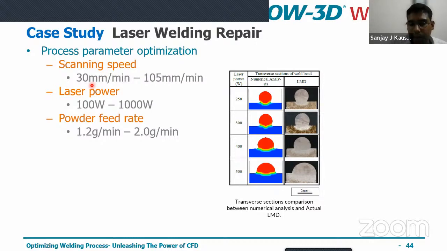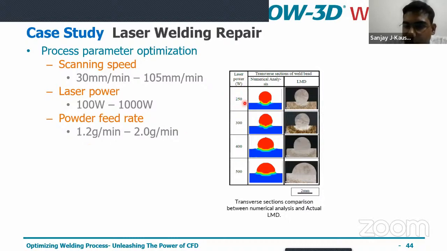If you see, the scanning speed was 30 to 105 mm per minute. The laser power was somewhere between 100 to 1000 watts. And the powder feed rate had a value of 1.2 grams per minute to 2 grams per minute. But by keeping all of this, they did numerous simulations, multiple simulations. And you can see some of them are provided.